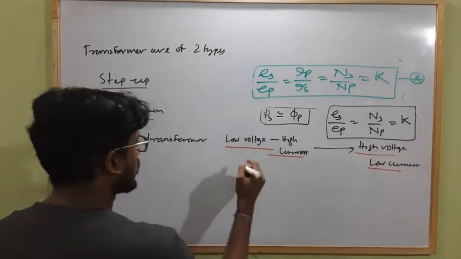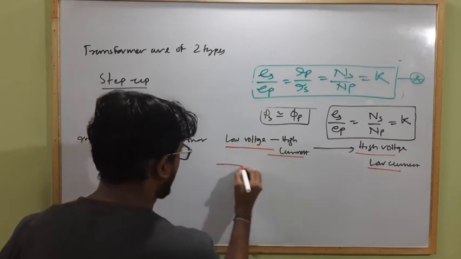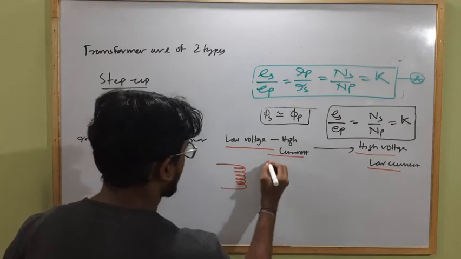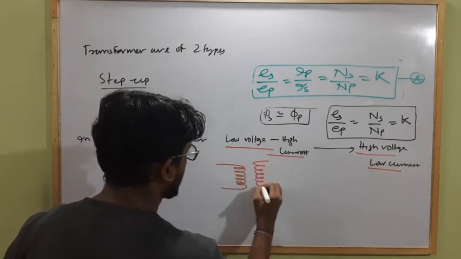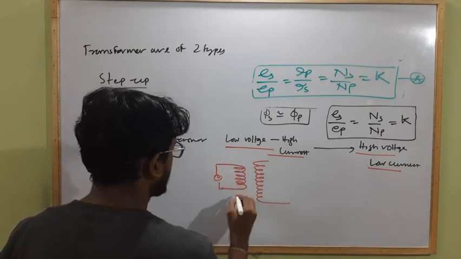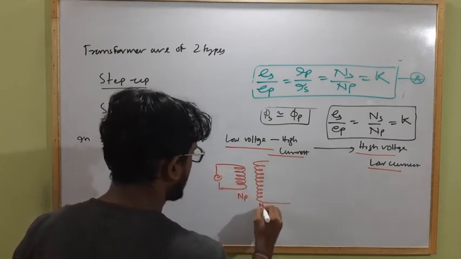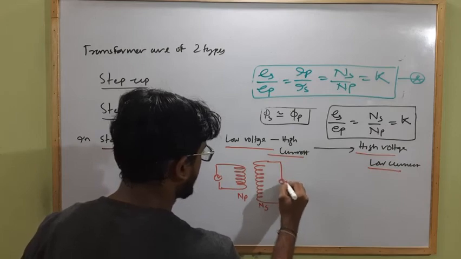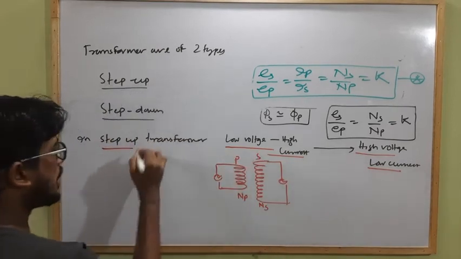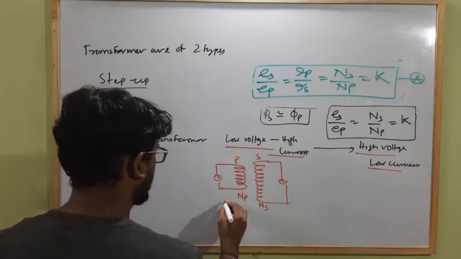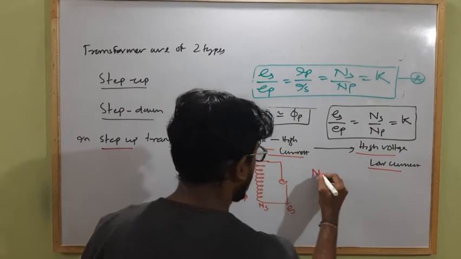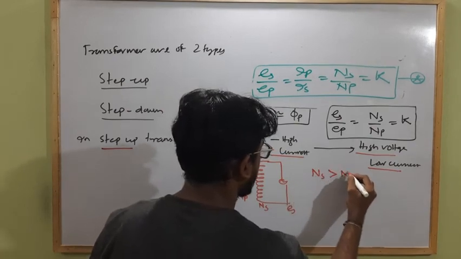How is the construction? If low voltage, that means the number of turns in the primary is less in comparison to the number of turns in the secondary, because we have to get high voltage. So this is NP, this is NS, and here we will get the output. This is primary, this is secondary. So for step up, here EP and this is ES. For step up, NS is greater than NP.